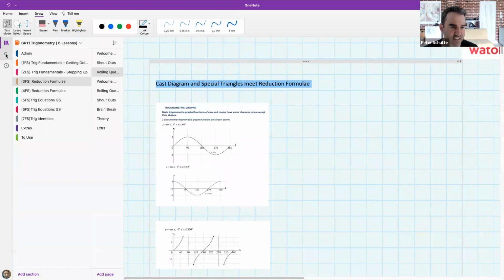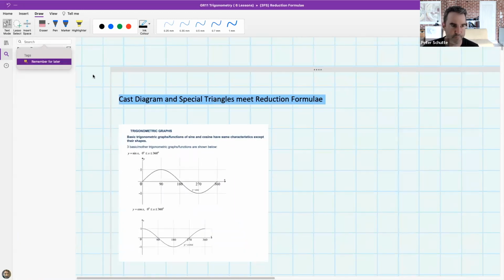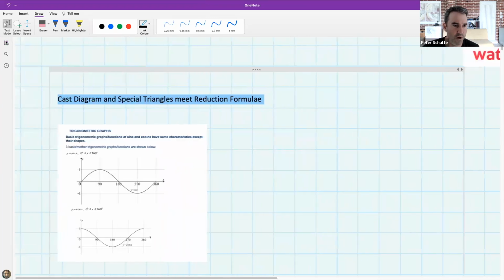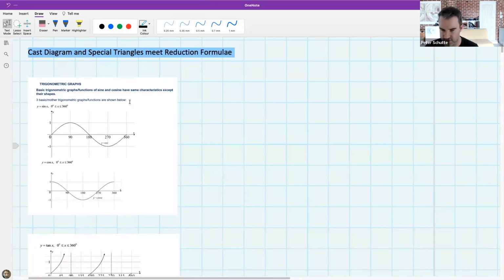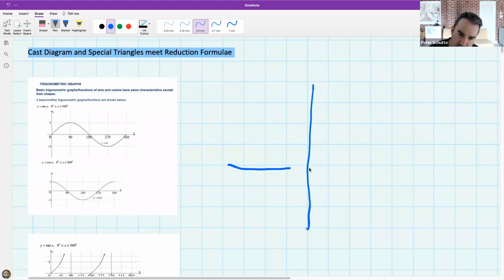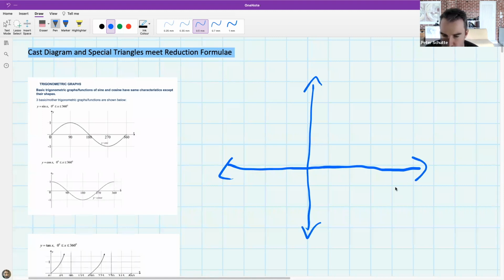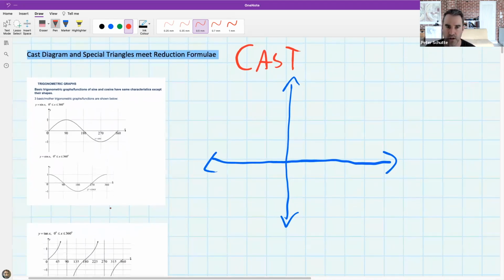And then let's get to today's stuff. So what I want to talk about is, in the previous lesson, we started talking about something called the CAST diagram. And I would love somebody in the class to put in the chat or to unmute yourself and tell me, what does the CAST diagram or the word CAST have to do with the Cartesian plane? And I've left the trig graphs up on the left-hand side, maybe just to remind you, but I'd love to know what you remember from last week.